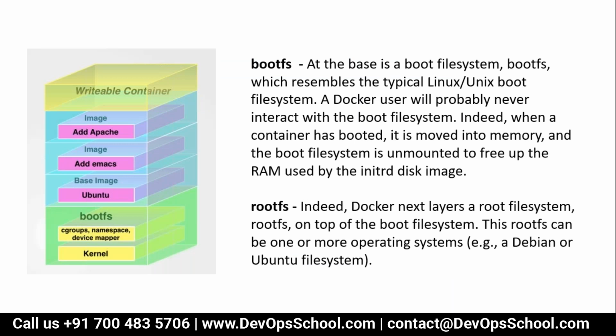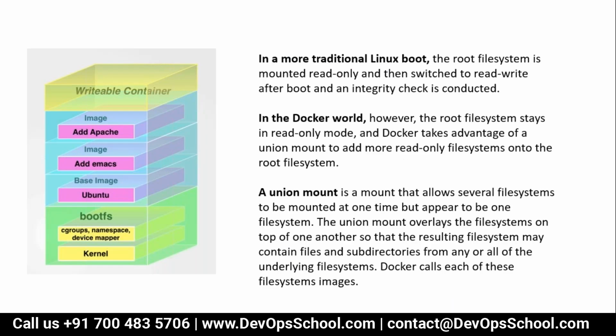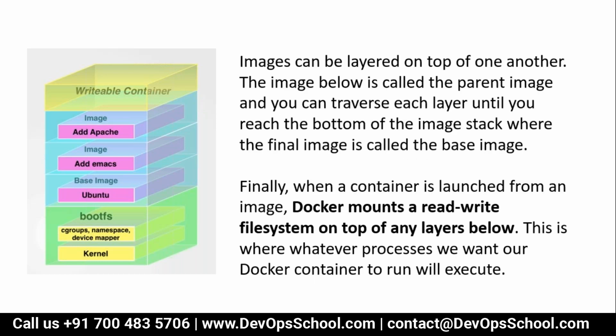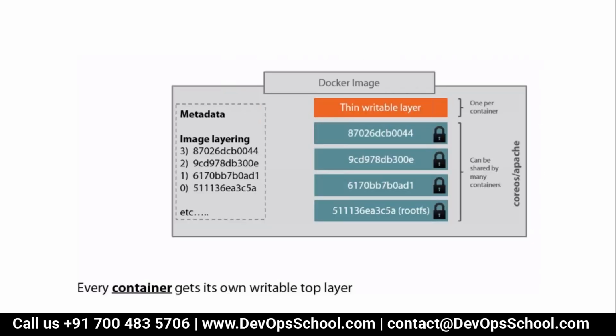Now you have to read a little bit more about it. What is a boot? What is a root? What is a union mount and stuff like that? And in a nutshell, this is the last image. So here you see an image has multiple layers. Each one of these layers is identified by a unique ID, UUID. When you create one container, you create one layer basically. That's a writable layer. That's a thin layer.